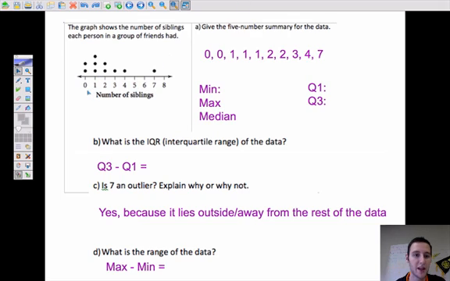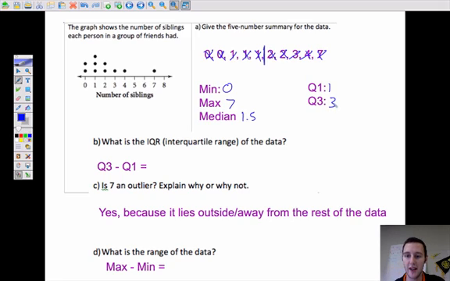showed a dot plot here. So to give the 5-number summary, the min value for this would be 0. The max would be 7. The median would be between 1 and 2, so it would be 1.5. And then the Q1 is going to be 1. The Q3 is going to be 3.